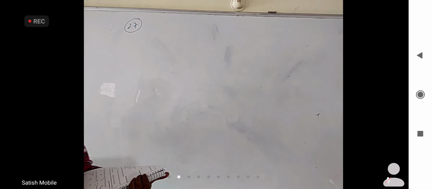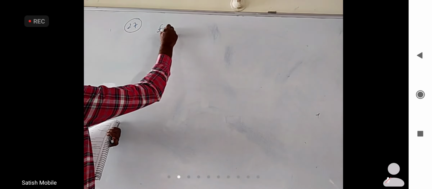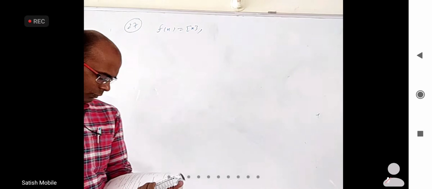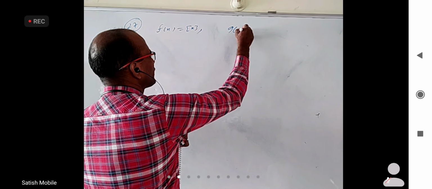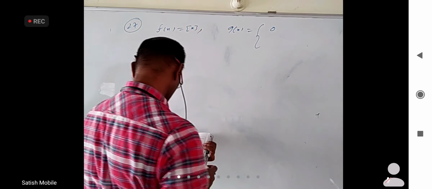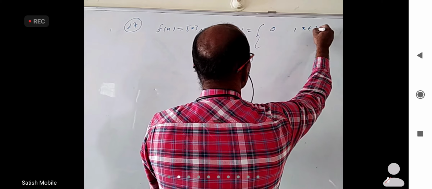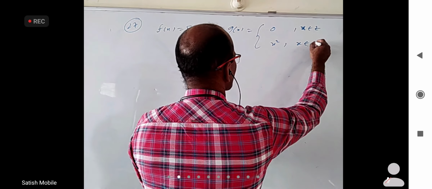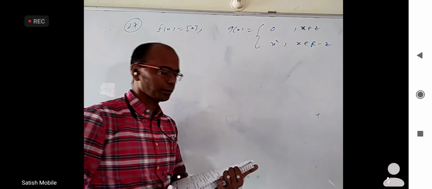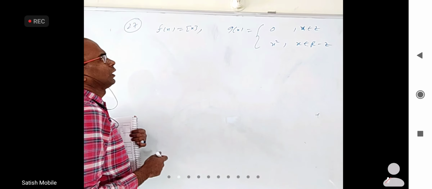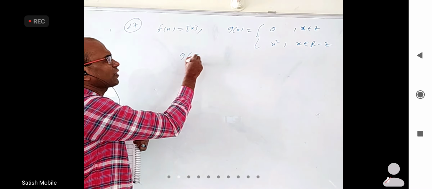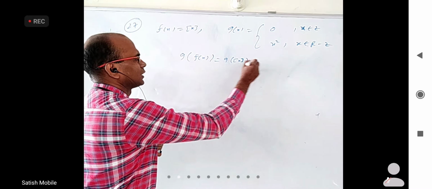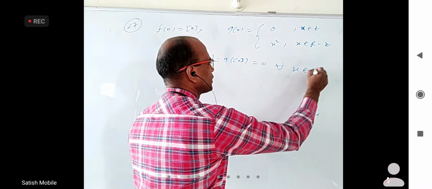Okay, question 27. They gave f of x equal to the integer part of x, and g of x equal to 0 if x belongs to Z, and x square if x belongs to all real numbers except Z. Now, if I take g of f of x, that is g of the integer part of x, it is 0 for all x belongs to R.